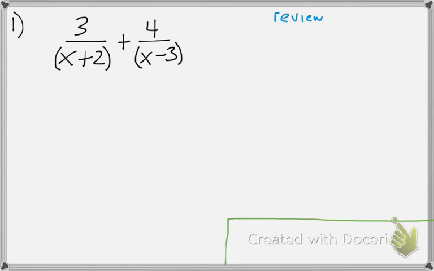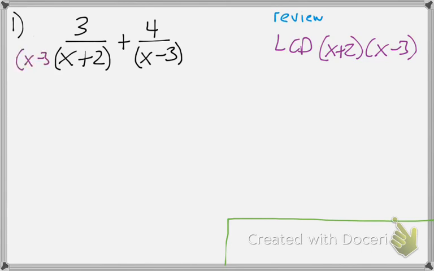I need to get an LCD for this. So my LCD is actually the two denominators just combined. So x plus 2 and x minus 3. So the first fraction is missing an x minus 3. So then I need to also multiply the top by x minus 3. And the second fraction is missing an x plus 2. And then I also need to multiply the top by x plus 2.